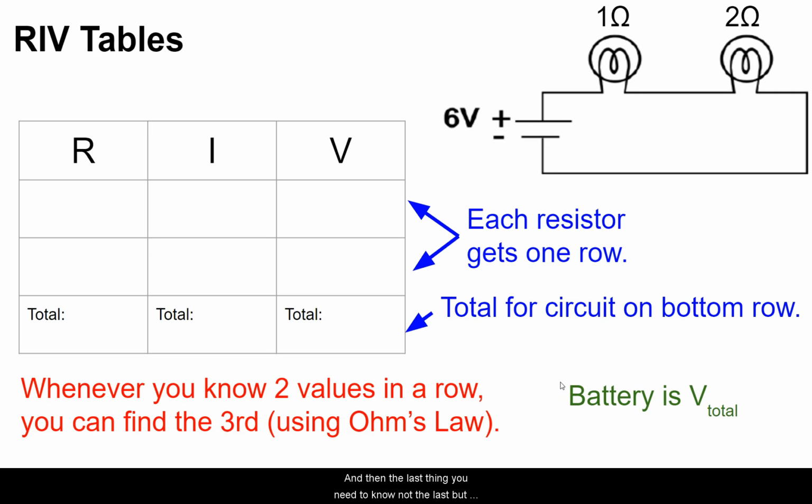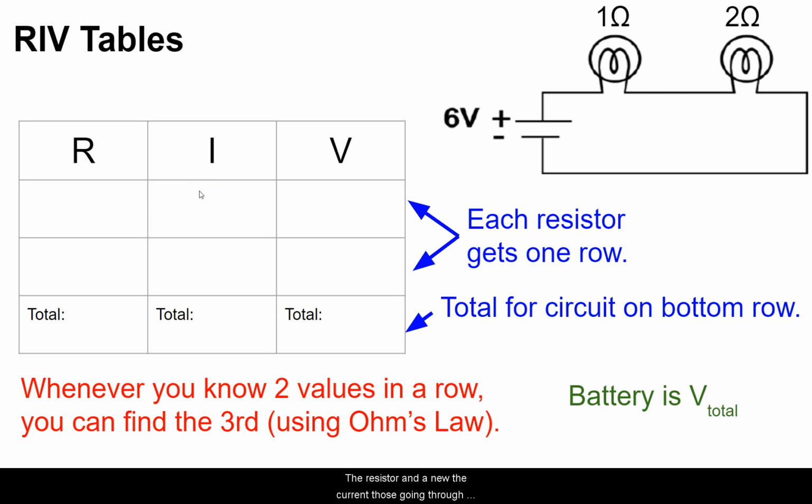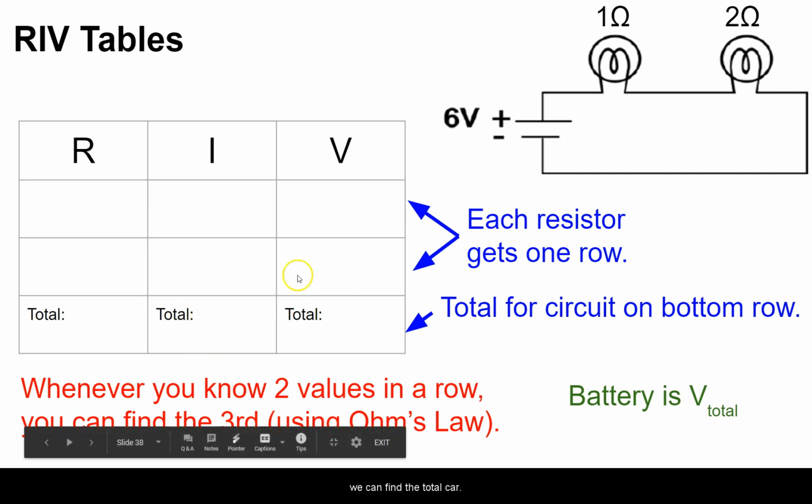One thing you need to know is that whenever you know two values in a row, you can find the third using Ohm's law. For example, if I knew the resistance of the resistor and the current going through the resistor, I could calculate the voltage. Same thing for the totals. If I know the total resistance and the total voltage, which is what we're going to do first, then we can find the total current.